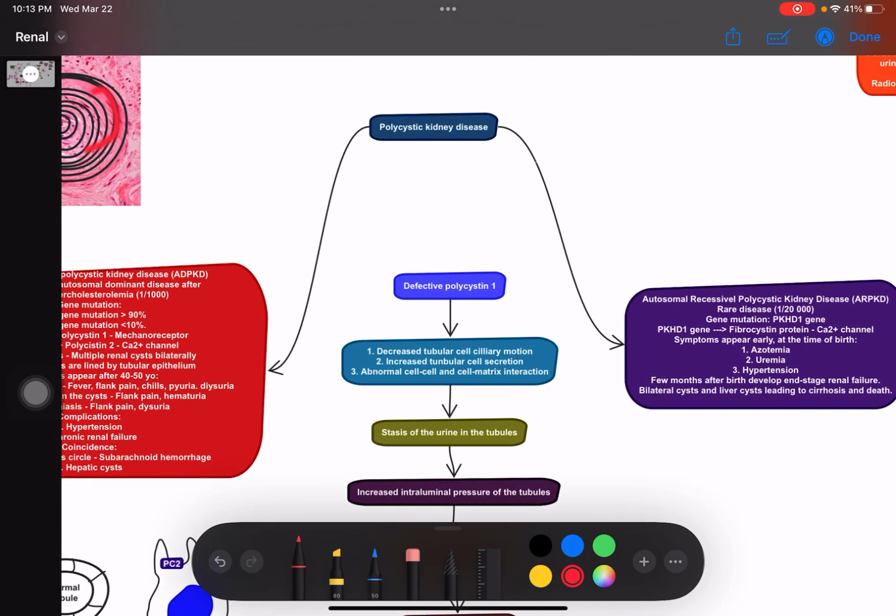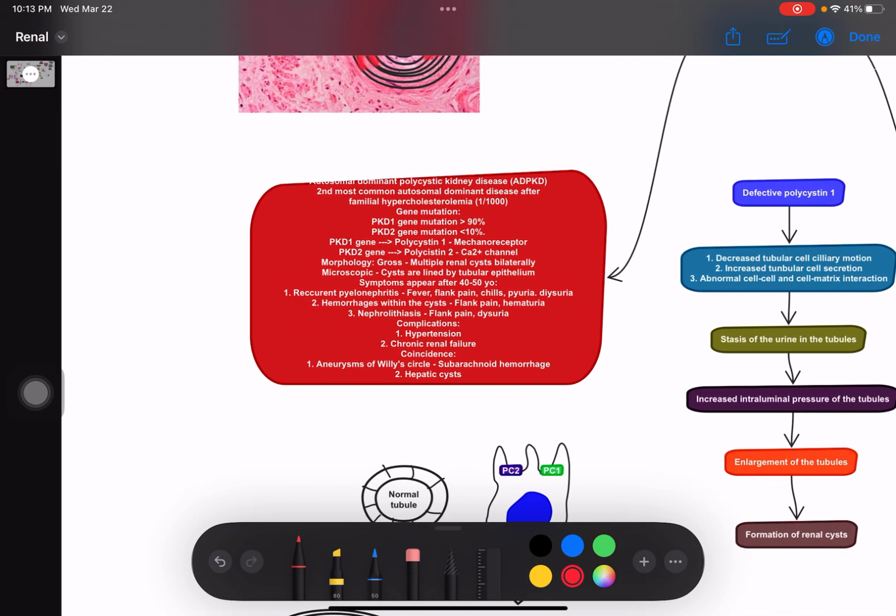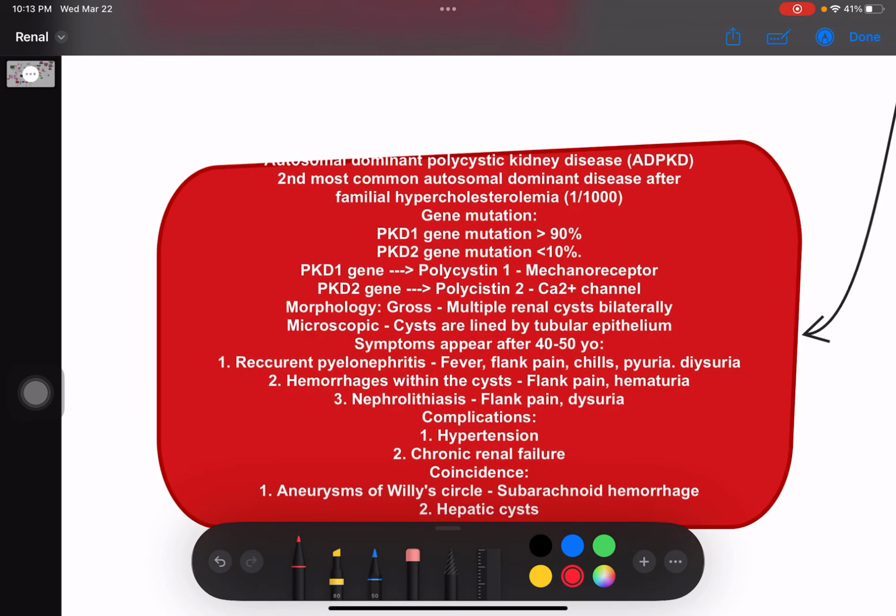Now we have polycystic kidney diseases here. We have autosomal dominant kidney disease, which is the most common and most important. This is second most common autosomal dominant disease after familial hypercholesterolemia in all of the autosomal dominant disorders. The most common is the gene mutation in the PKD1 gene in more than 90% of cases, and the second cause is mutation in the PKD2 gene.